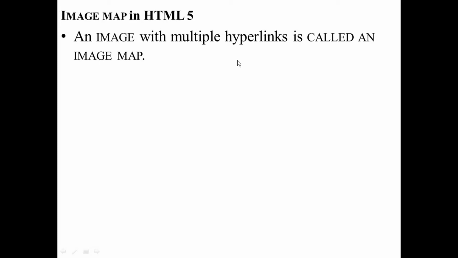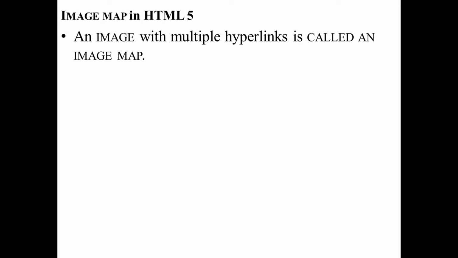Basically, what is an image map? When you have multiple hyperlinks in one image, we take an image and in that we provide different hyperlinks. Those different regions are known as hotspots. So in that concept, using an image, we are going to map different links. That concept is known as image map. So let's start with the image map concept.